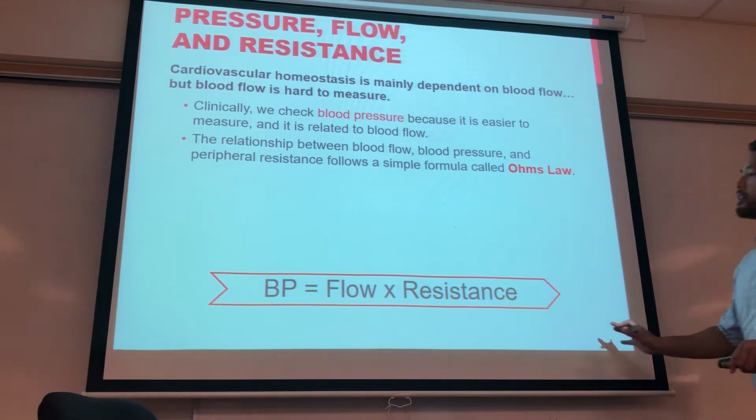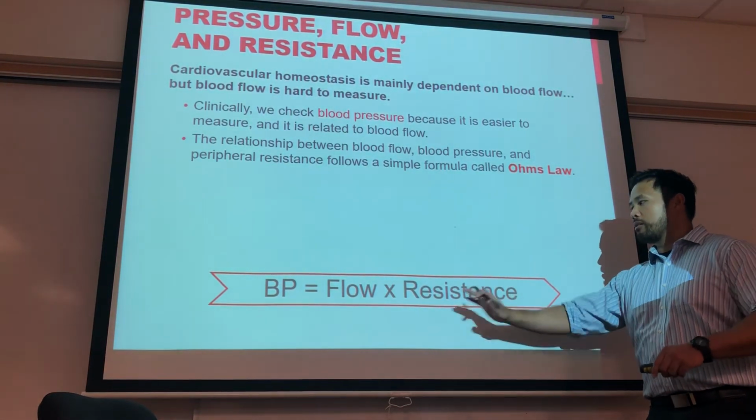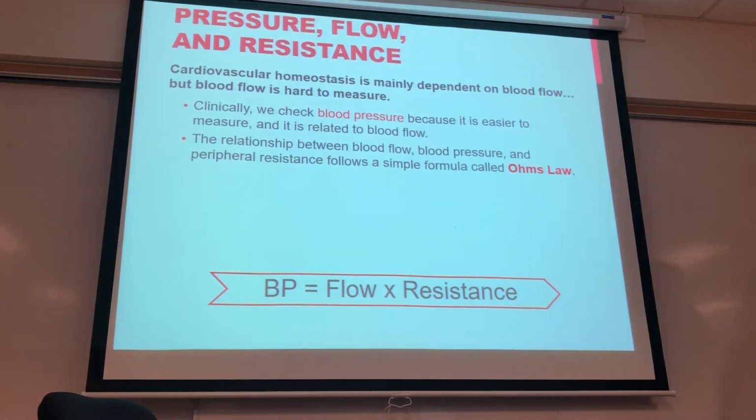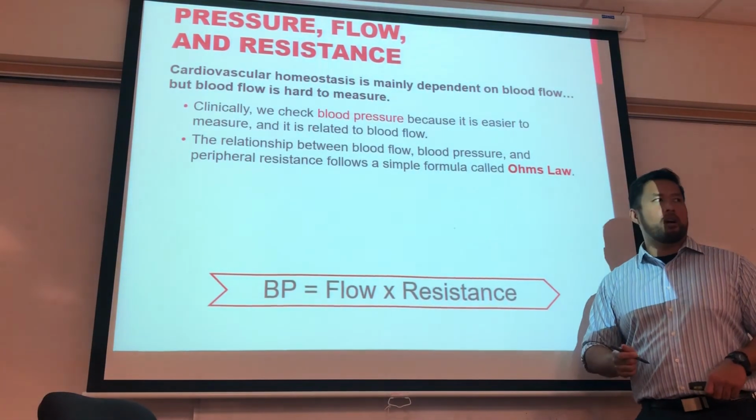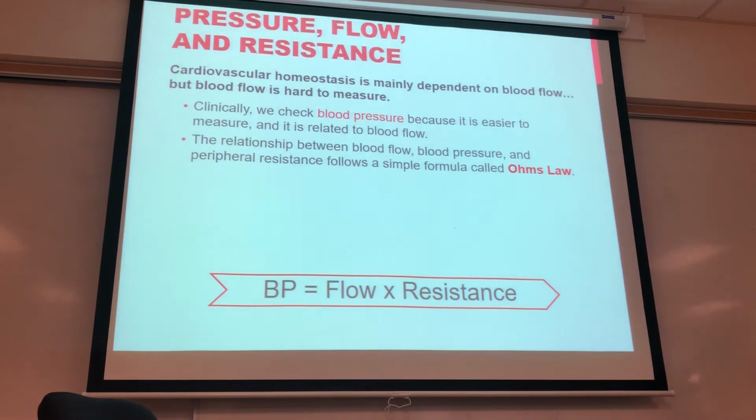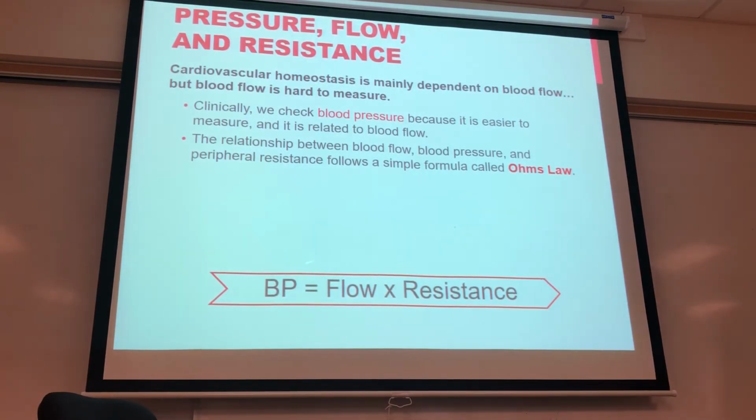And while I'm not going to have you guys calculate these things, I will just give you the general idea behind this. If the resistance is the same, let's say that the diameters of the vessels are normal, if I take a look at increased blood pressure, that should mean there's an increase in blood flow. And then lastly, if flow is the same, let's say the flow out of the heart is the same, any increases in blood pressure means there's an increase in resistance.